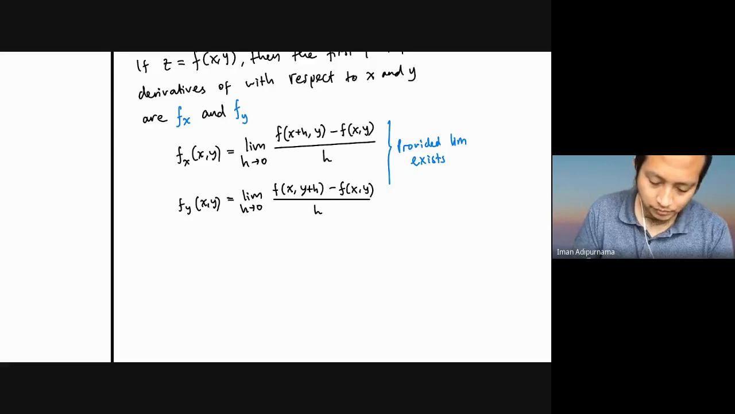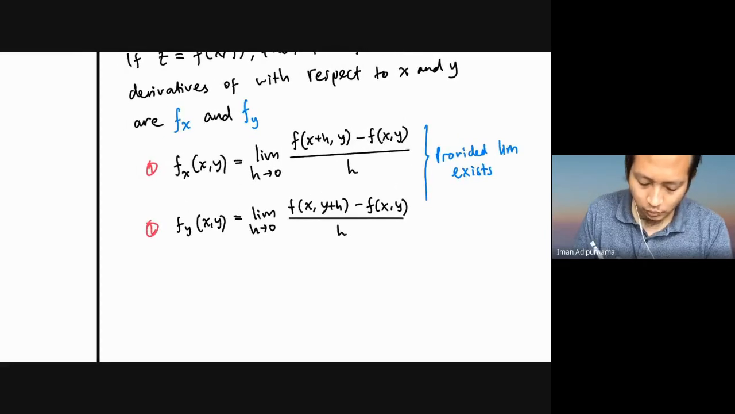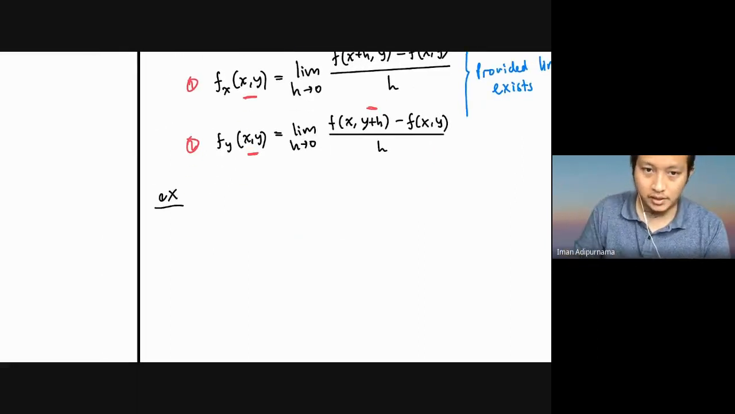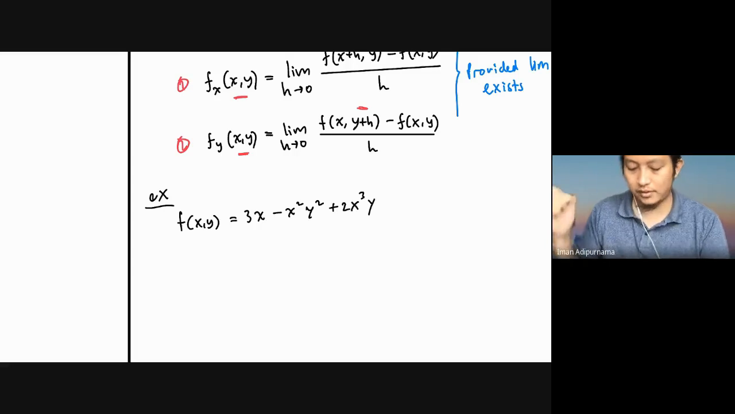Okay. So first, the first one is when we are dealing with two variables, but we are approaching just x. Okay? The second one, we are dealing with two variables, we just approach with y. Okay? And what does it mean? As a consequence, okay, let me just go to an example and see. I want you to be familiarized with all this process, okay? So if I have a function of two variables, let's say 3x minus x squared y squared plus 2x cubed y. Okay.